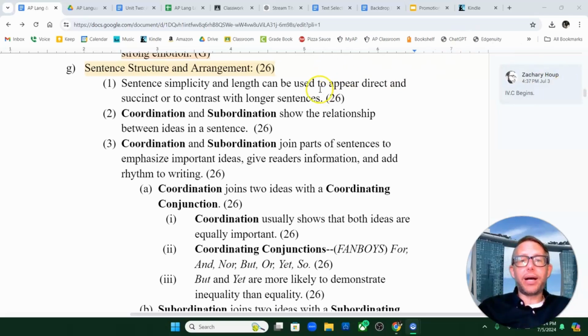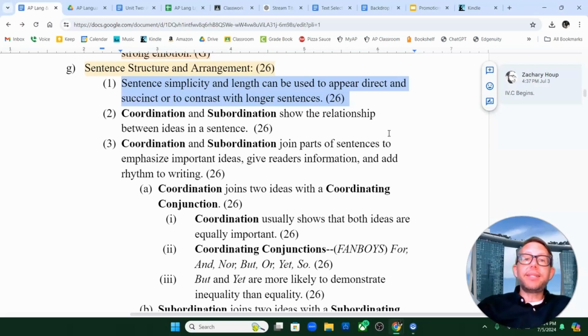So first thing we mention here, and hopefully this is something that would be obvious to you even without necessarily my tutelage: sentence simplicity and length can be used to appear direct and succinct or to contrast with longer sentences.